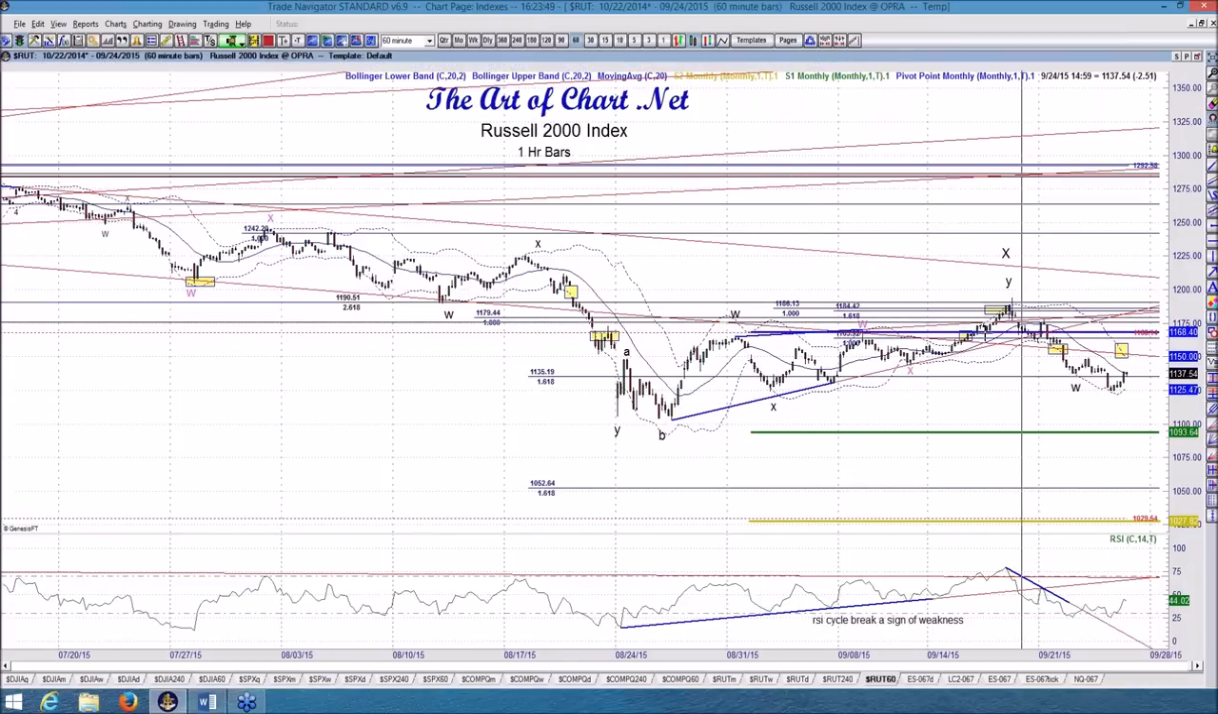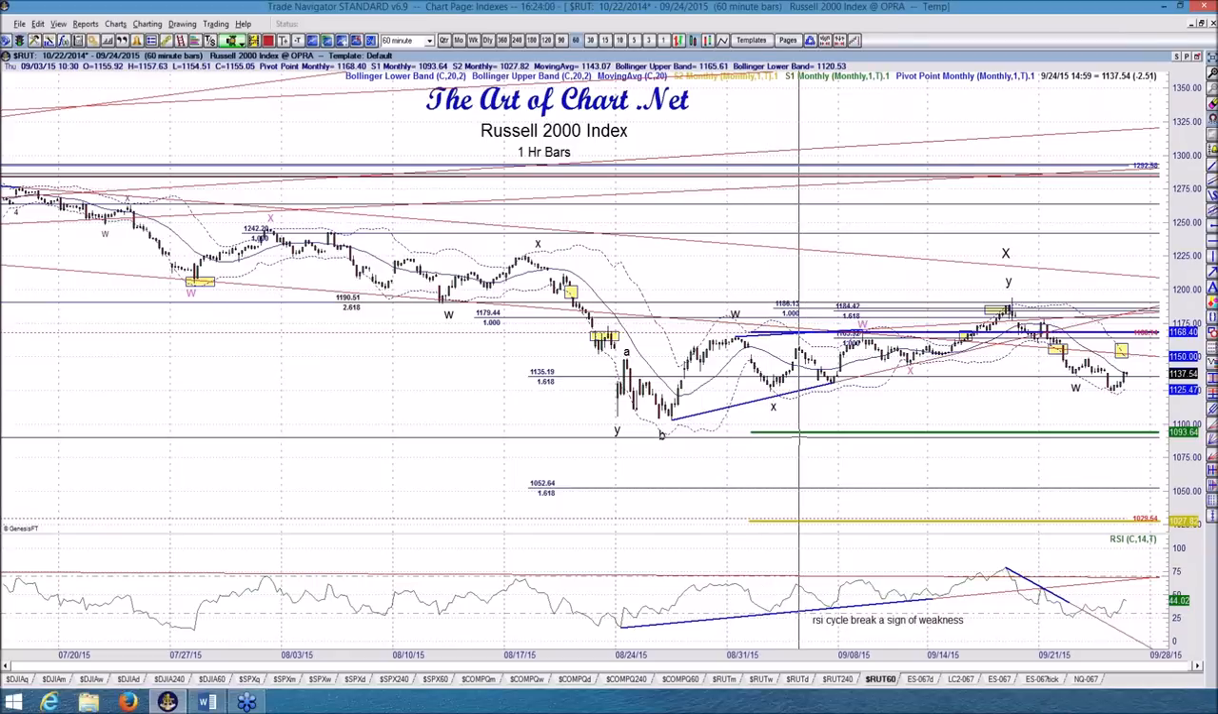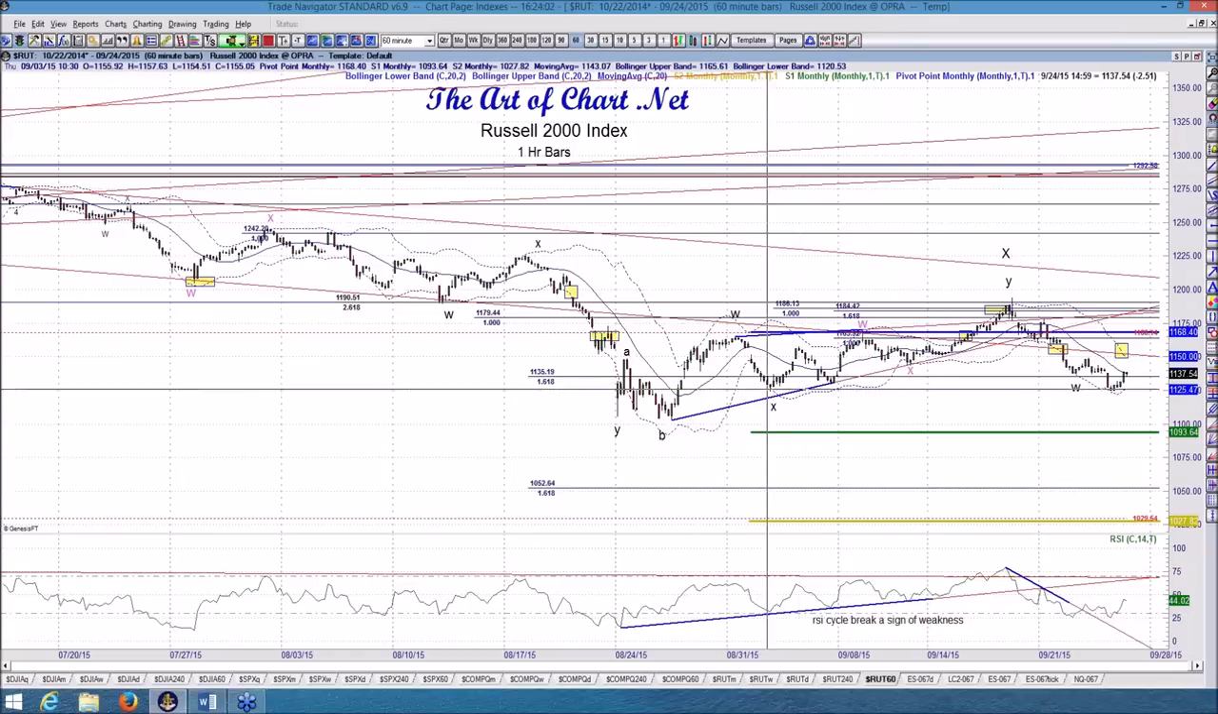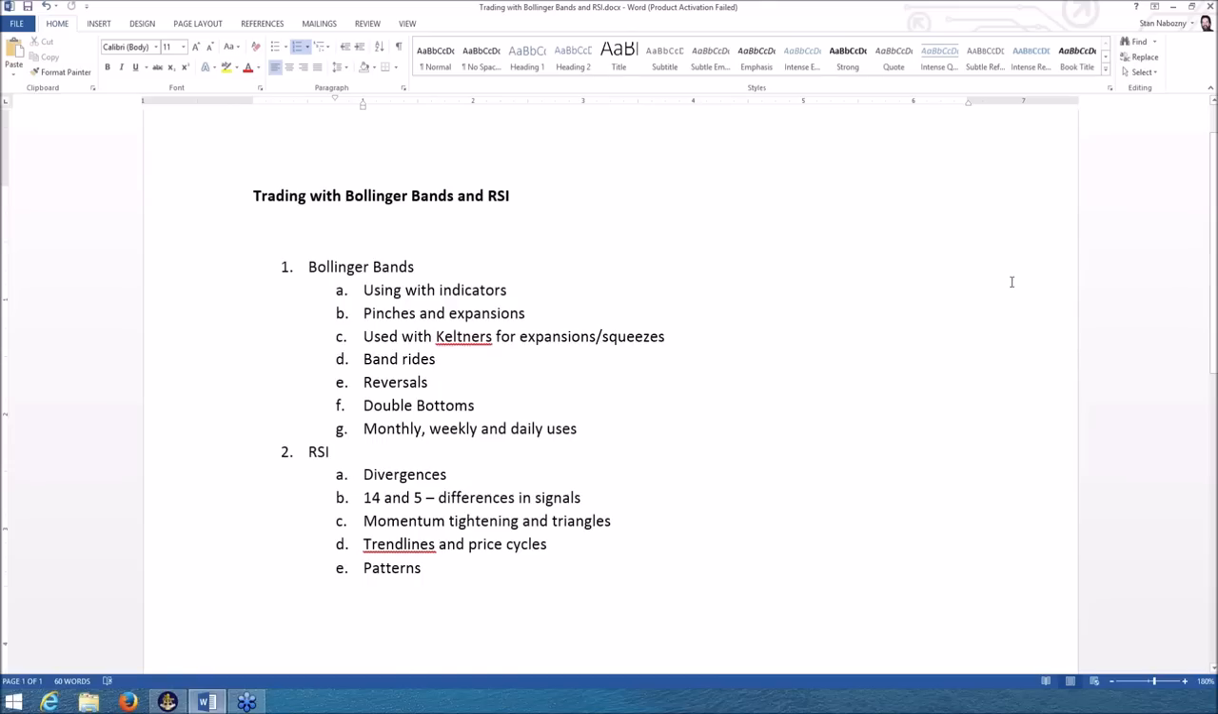Just look at your system and look for pinches. Overlay it with Keltner channels and learn to trade expansions. That's where the money is, okay? Throwing something on just to throw something on is no way to make money. So have tools that help guide your trading.